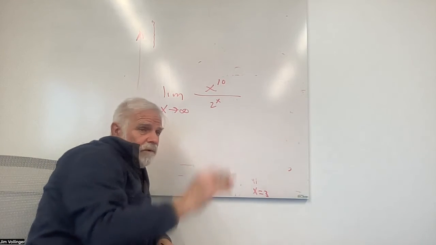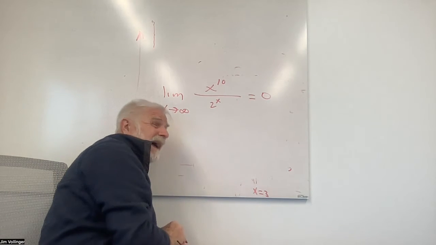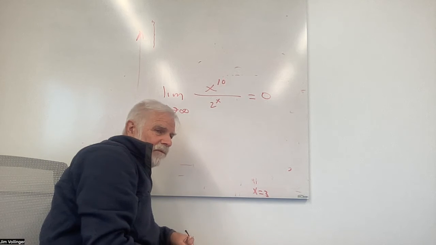Pause, go ahead, do it. All right, this is going to 0. Why? Exponential growth always overtakes polynomial behavior. Now, how can I show this?